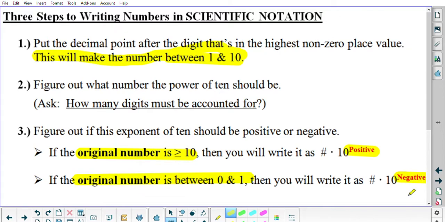This should be a very easy thing for you to remember. Think, big numbers logically should get positive exponents for the power of 10 when you write it in scientific notation. But really small numbers that are between 0 and 1, like 0.0000325, it makes logical sense that they would be a number times 10 to a negative exponent when you write it in scientific notation.